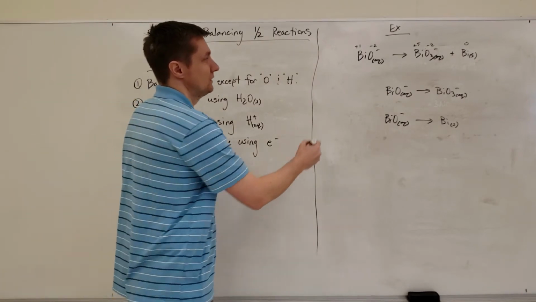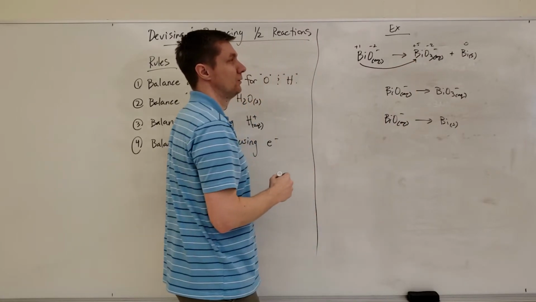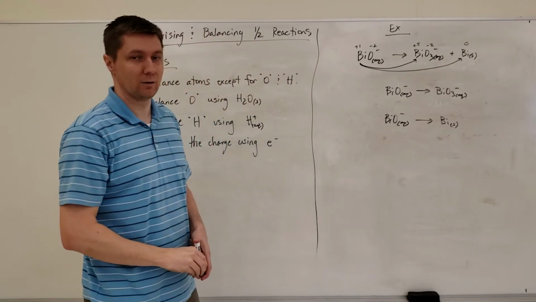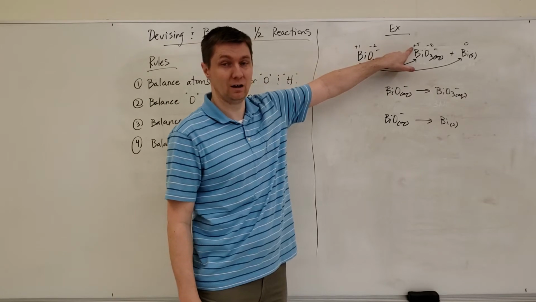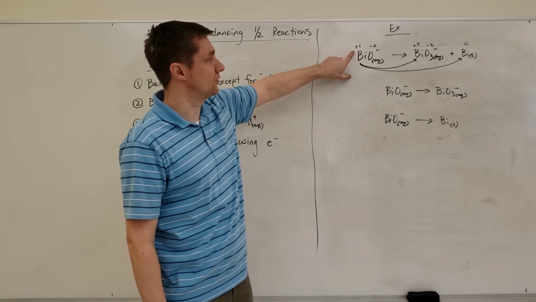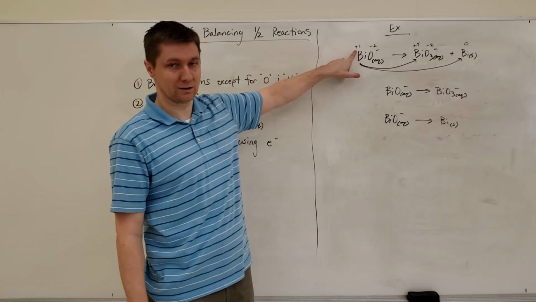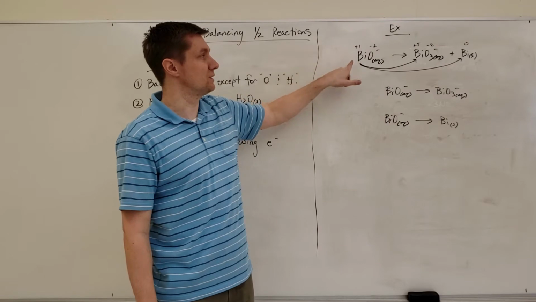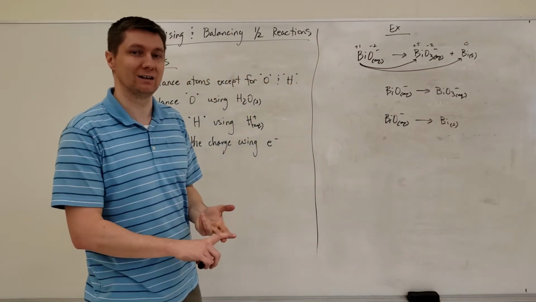So what you can see is this bismuth here turns into that one and that one. If you take a look at the oxidation numbers, you can see that this oxidation number goes from +1 to +5. That means that this substance was oxidized. But if you take a look, also it goes from +1 to 0, which means that it gained electrons. And so this substance here actually undergoes oxidation and reduction simultaneously.